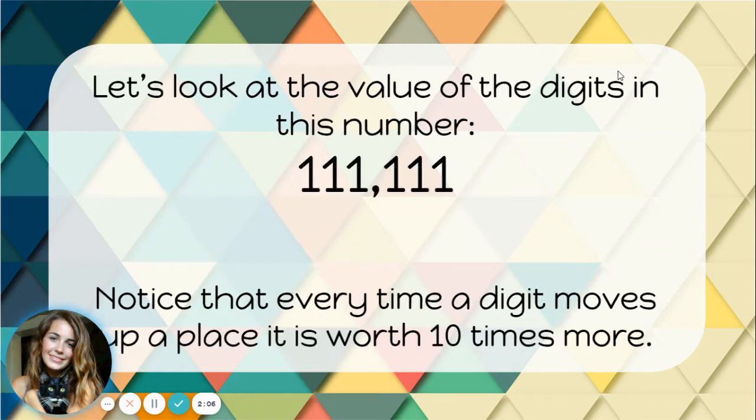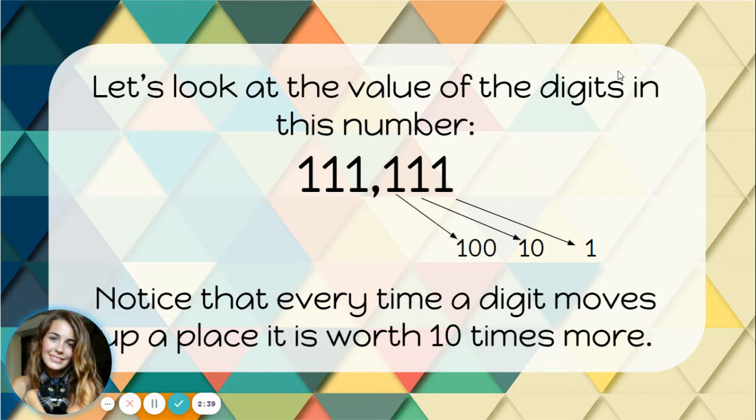Let's look at the value of the digits in this number. Notice that every time a digit moves up a place, it is worth 10 times more. The 1 in the ones place is only worth 1. But as I move to the left and move up a place in the place value system, each digit increases in value by 10 times. The 1 in the tens place is worth 10. And 10 is 10 times more than 1.